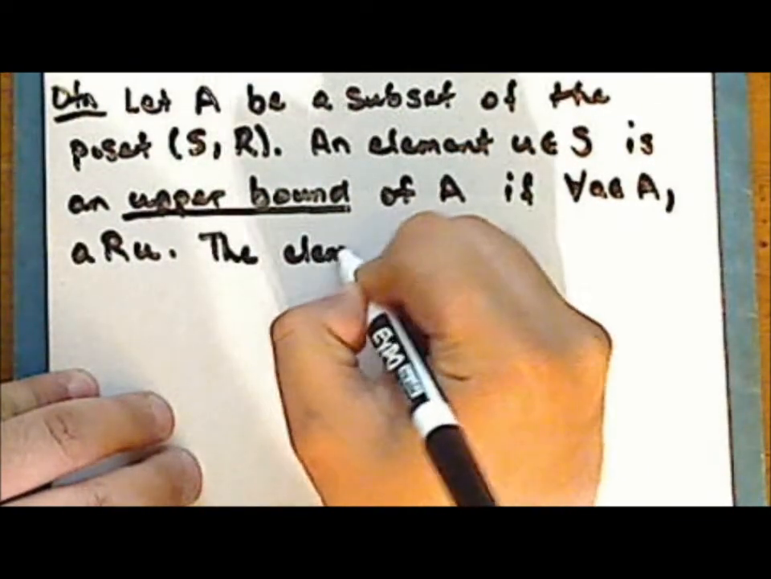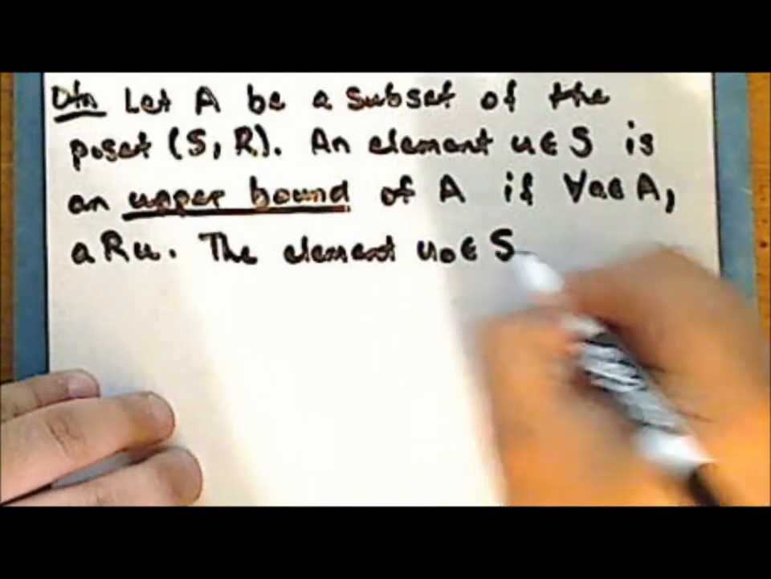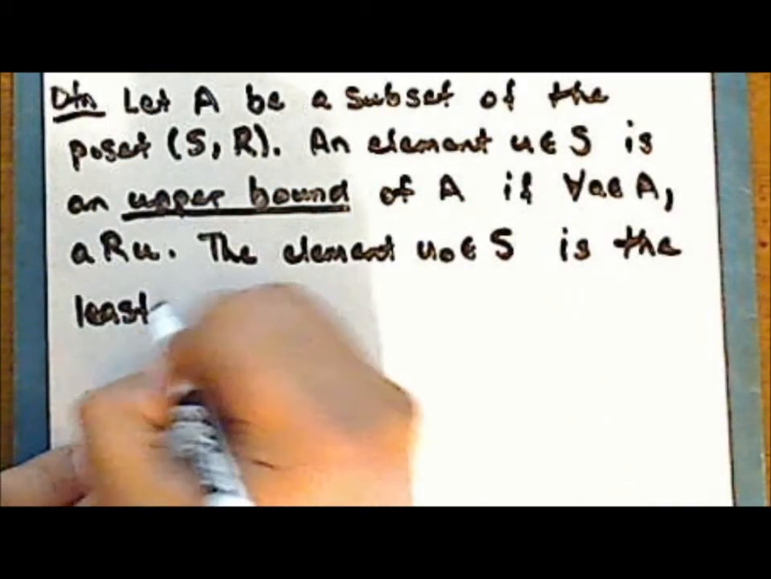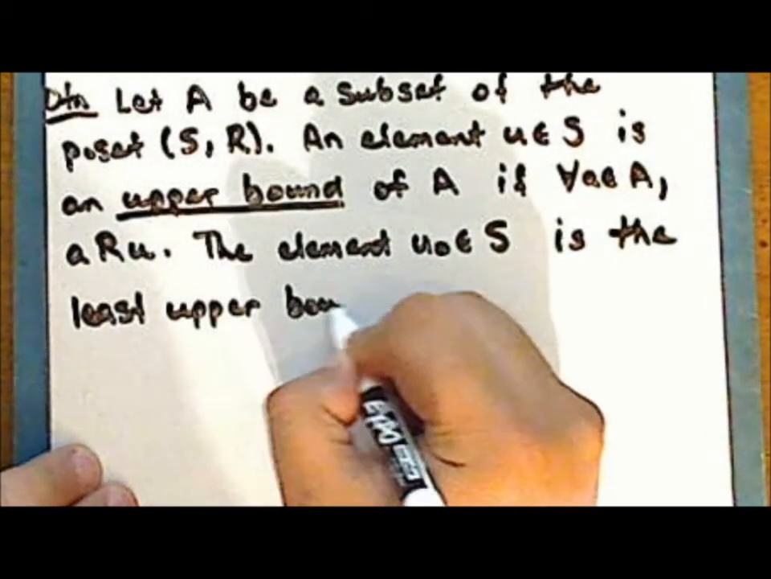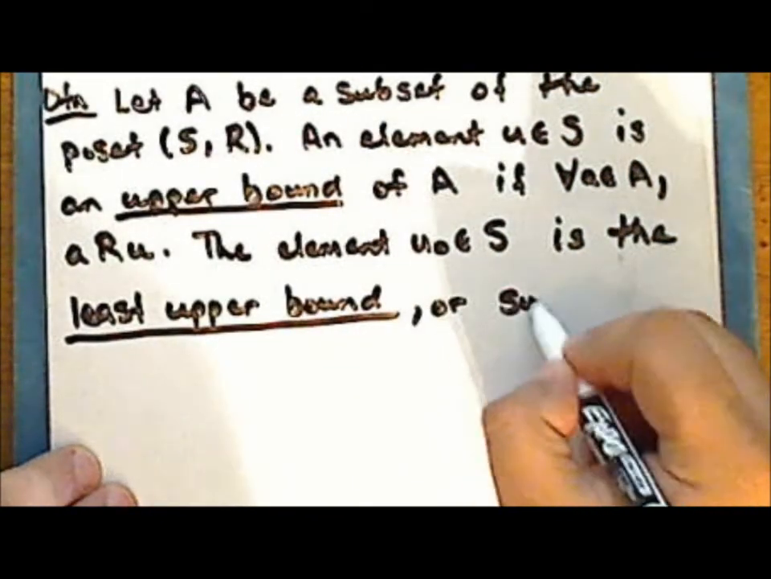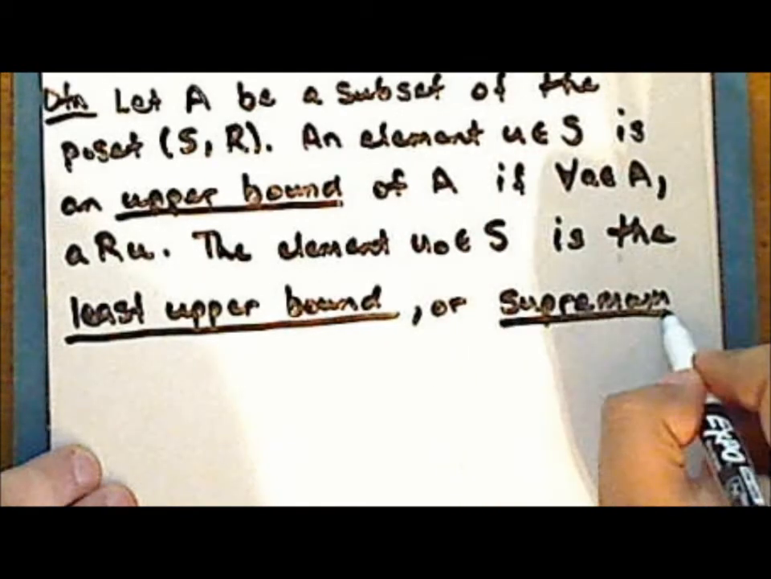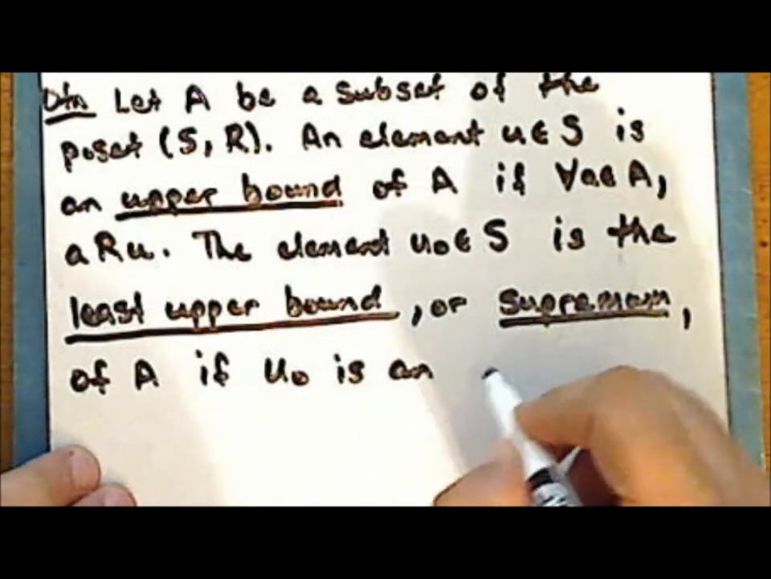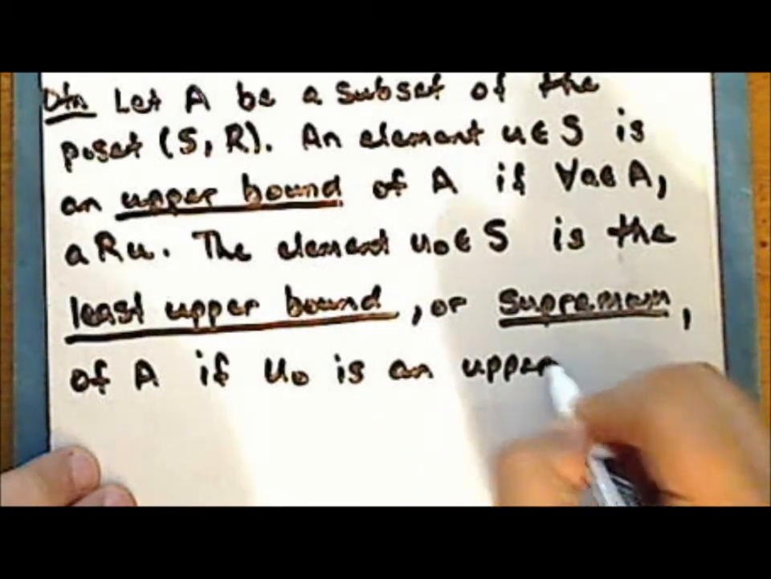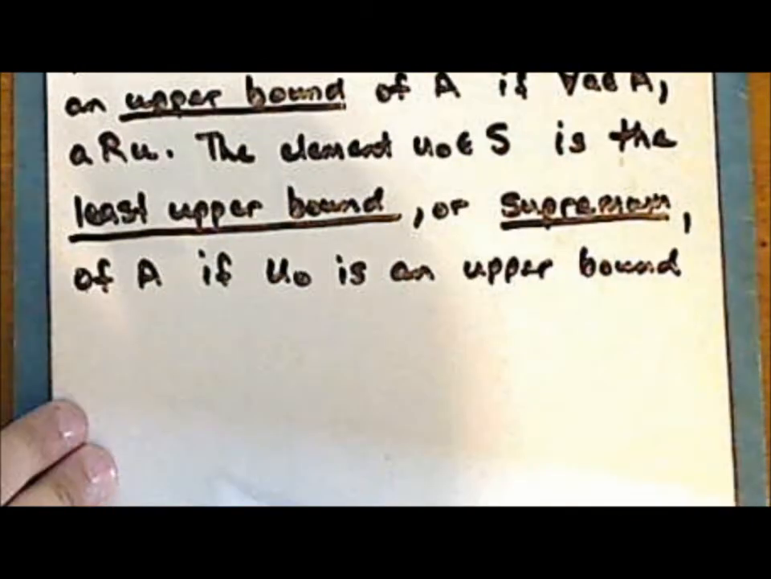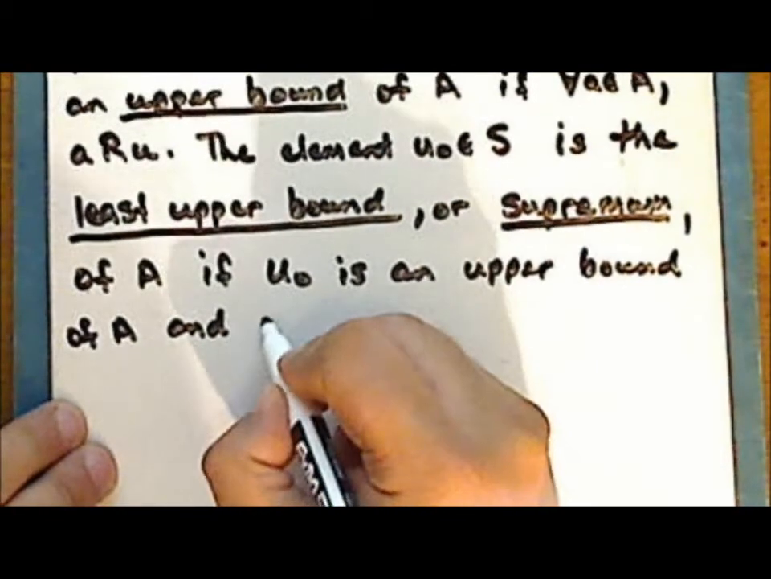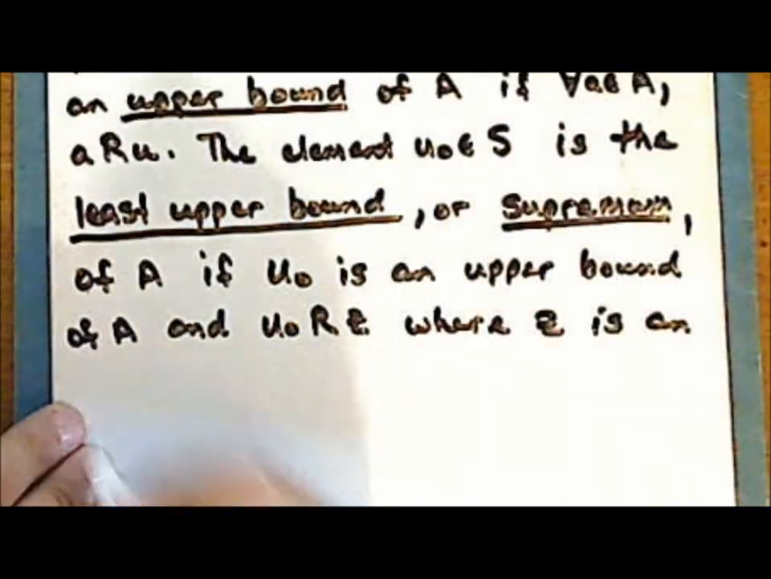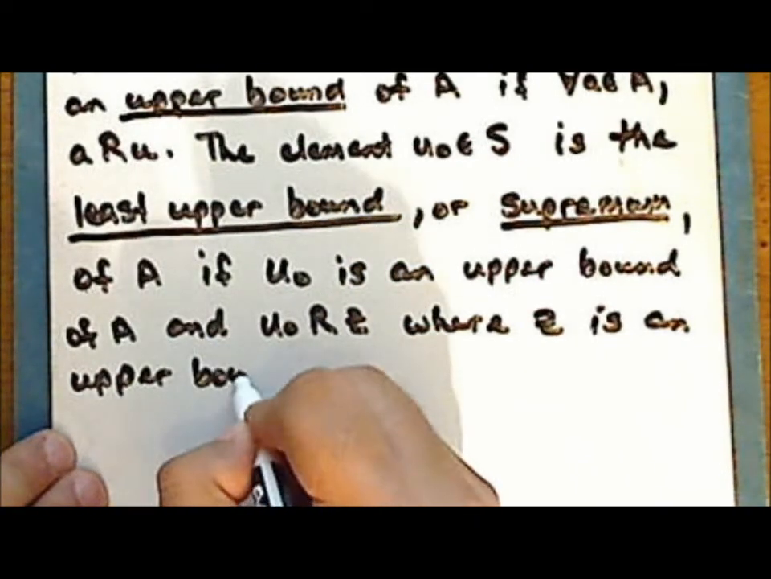So the element U sub naught in the set S is the least upper bound, or supremum, of the set A if U sub naught is an upper bound of the set A, and U sub naught is related to Z, where Z is an upper bound of the set A.